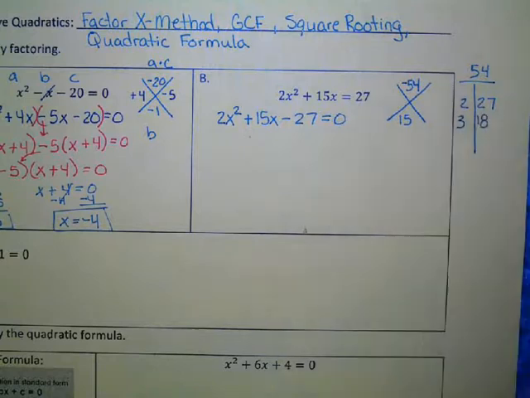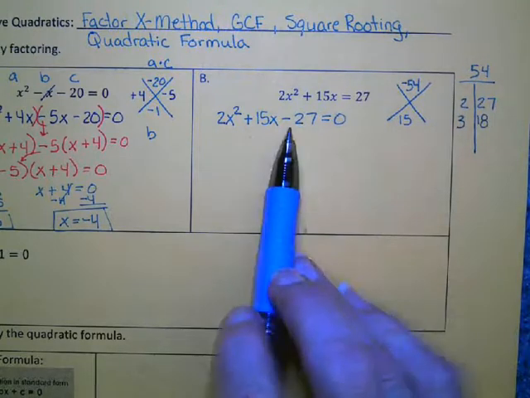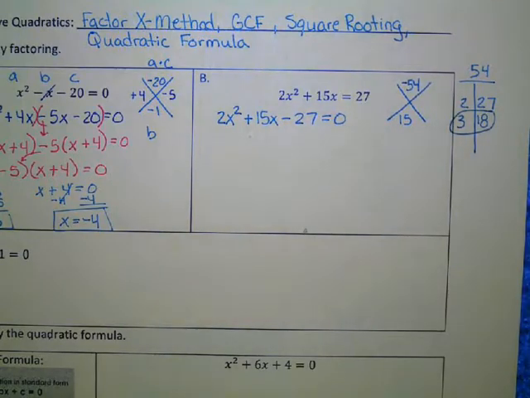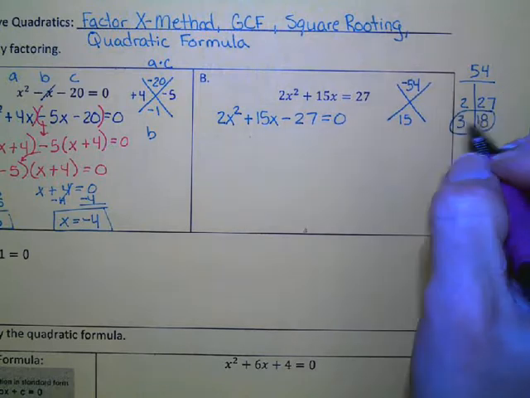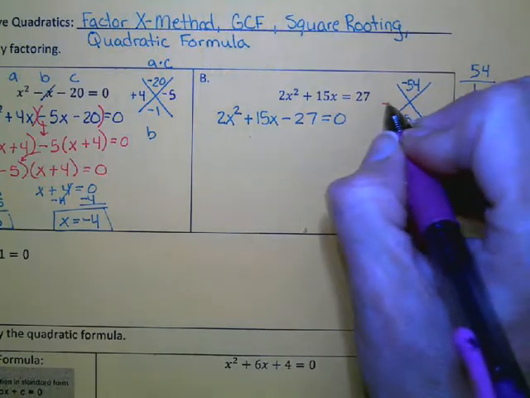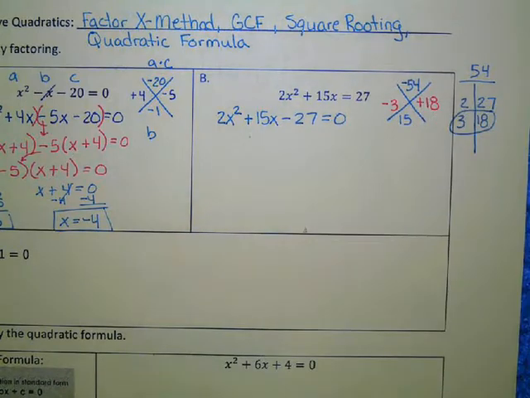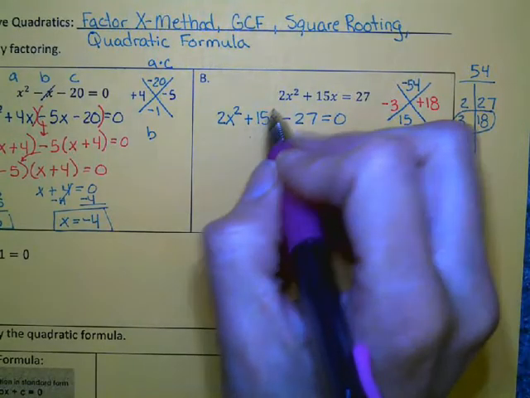Since this is negative, that would actually work. To make that work, we would want to have, looks like a positive 15, so we want a negative 3 and a positive 18. Those multiply to negative 54, and they would add up to 15. Okay, so you replace the middle term, and you put those numbers over here.